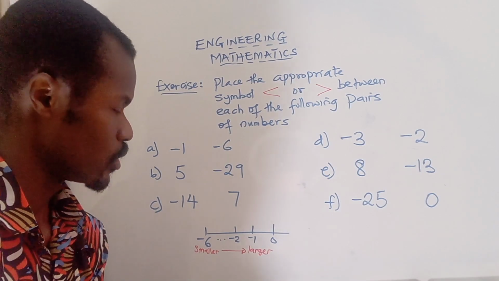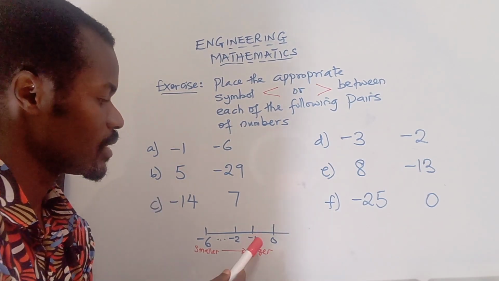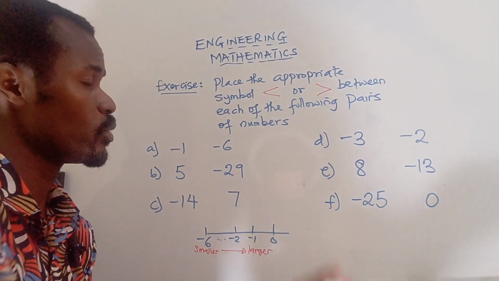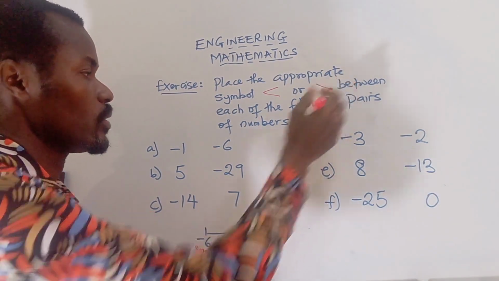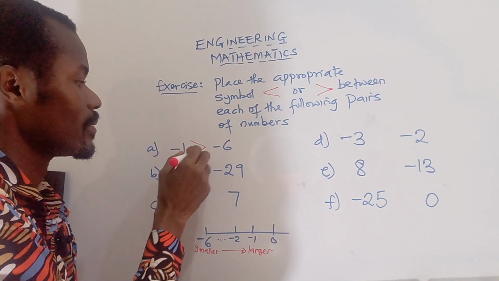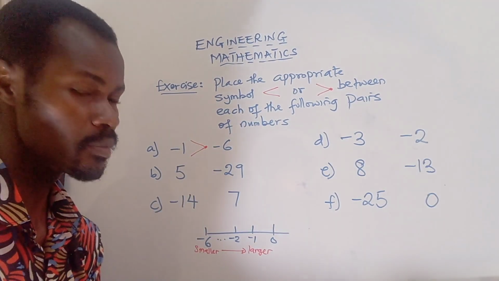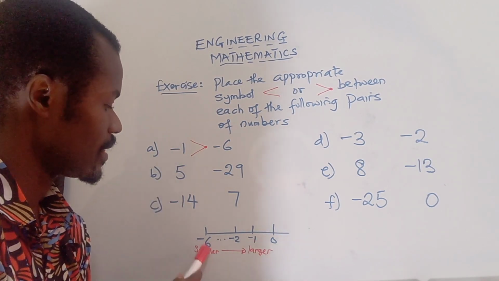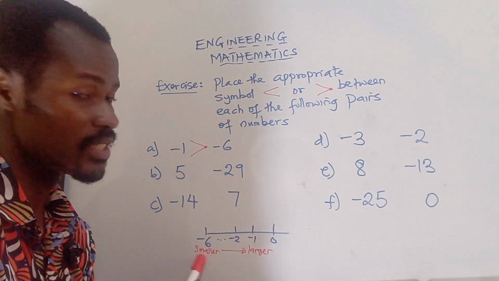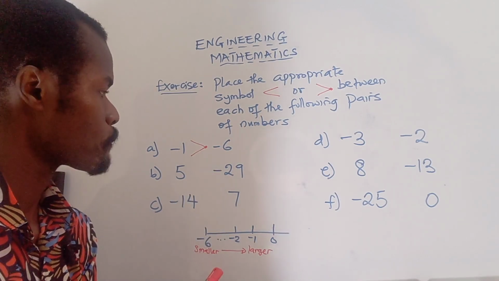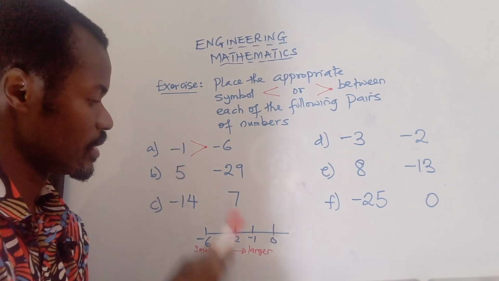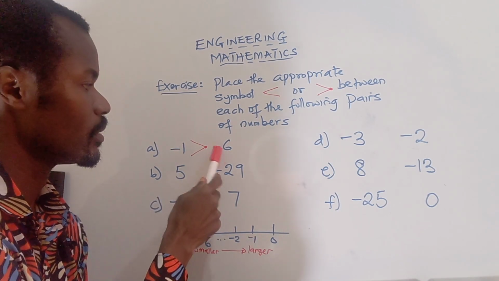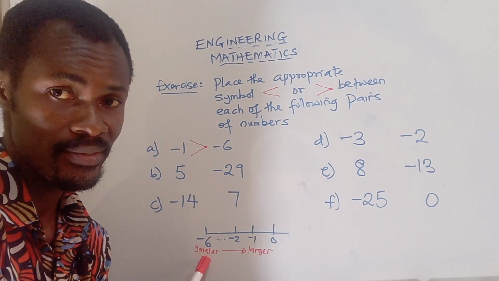So the question now is -1 is to the right, so we are going to put our arrow that points to the right, like this. What this means is -1 is larger than -6, which is at the left. Or -1 is at the right of -6, which is at the left.